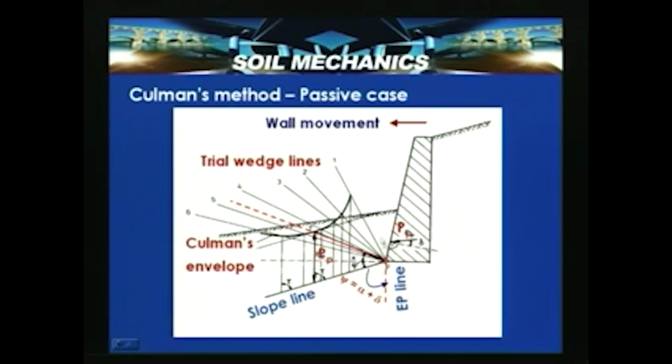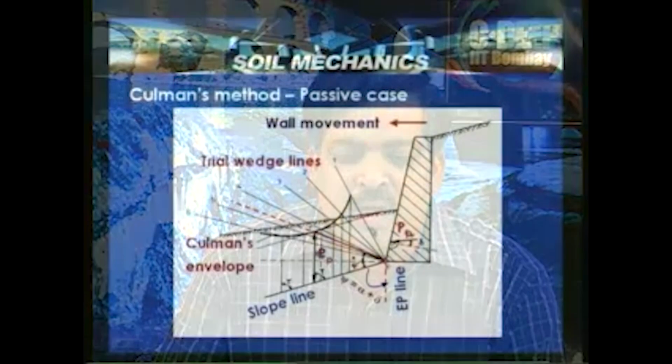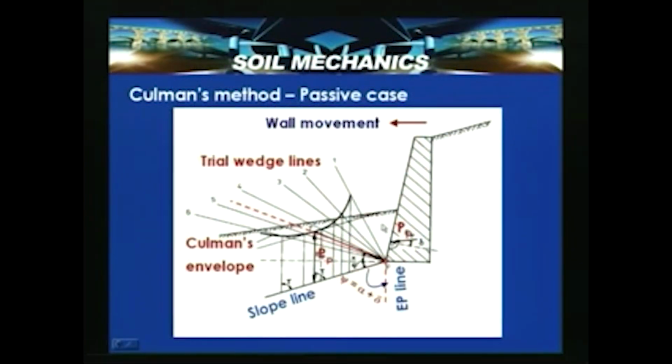Then we have drawn a number of lines passing through the heel: 1, 2, 3, 4, 5, 6. These are the possible wedge surfaces, because we do not know which one will give the minimum earth pressure thrust on the wall. So we need to find that out. We have found the weight of each wedge, and the weight is represented with a suitable scale along the slope line. Then we have drawn a line parallel to the pressure line, and noted the point where it cuts. Similarly, we repeat this exercise for the other wedges also.